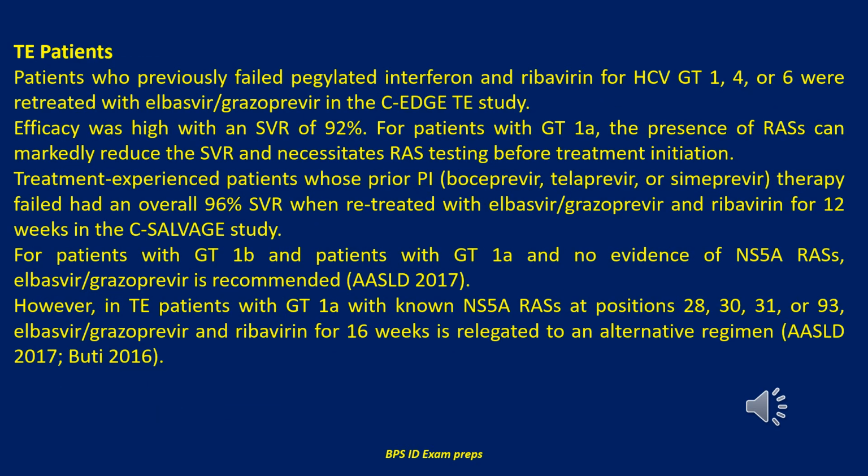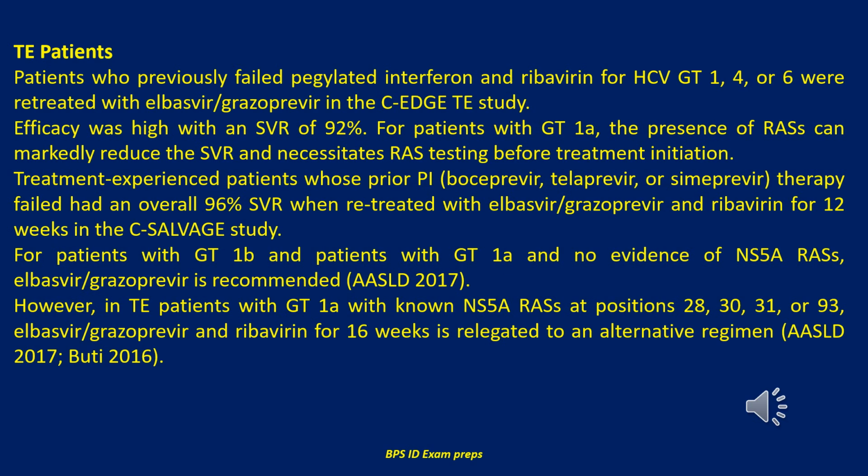We will now discuss treatment-experienced patients. Patients who previously failed pegylated interferon and ribavirin for HCV genotypes 1, 4, or 6 were retreated with elbasvir plus grazoprevir in the C-EDGE TE study. Efficacy was high with an SVR of 92%. For patients with genotype 1A, the presence of RASs can markedly reduce the SVR and necessitates RAS testing before treatment initiation.